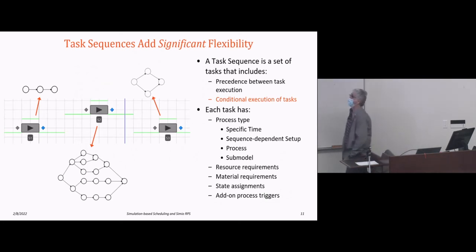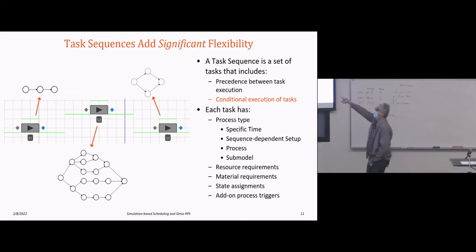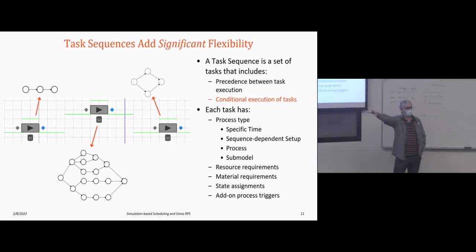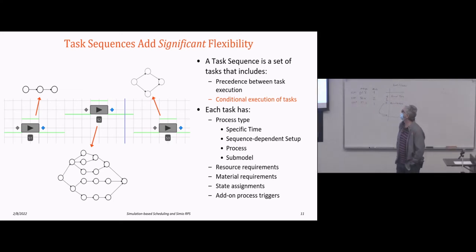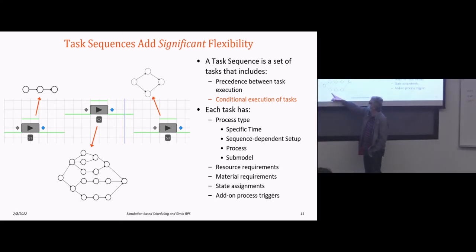So task sequences add significant flexibility. Okay, so in our simple flow line model, I might have my first station with a 3-stage sequence. My next one has this complex task sequence, and my third one has this 4-stage, 2 sequential and 1 parallel task structure. Okay? And then, as I said, each task has a specific processing type. So I might go in here and say, this is a specific time. This I execute a process. This one I do a submodel, all embedded within the same task sequence.